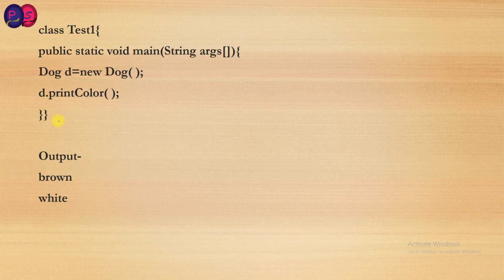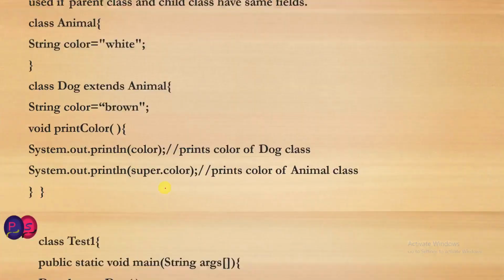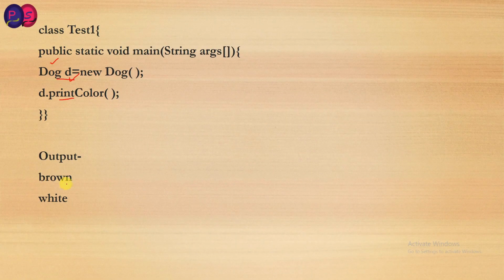And here we have the main class. In that we have created object d of subclass Dog, and then we have accessed printColor with d.printColor. So what will be the output? In printColor we are printing color, so it will print the color of the Dog class, and then we are printing super.color, means it will print the color of the superclass, the Animal class. So the output will be: firstly it will print brown and then it will print white. So this is the output.